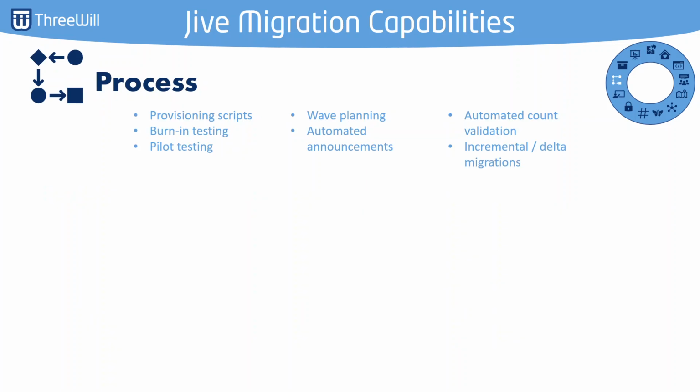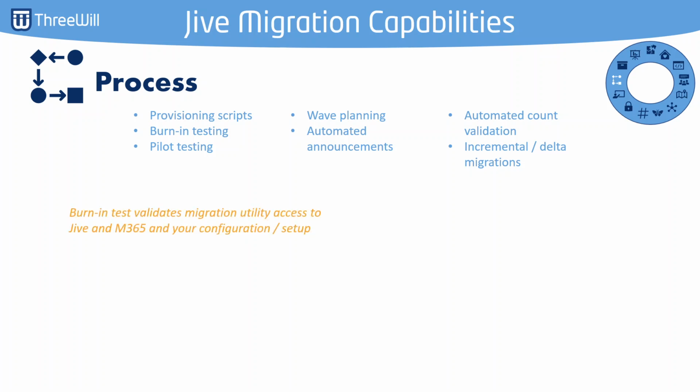After creating an inventory and assisting with rationalization and providing other initial guidance, our migration process involves a burn-in test, which validates our ability to take some of your Jive content and migrate it to Microsoft 365. We can also have a pilot to migrate a subset of Jive places where we can get feedback on the process and incorporate that feedback into the production migration.